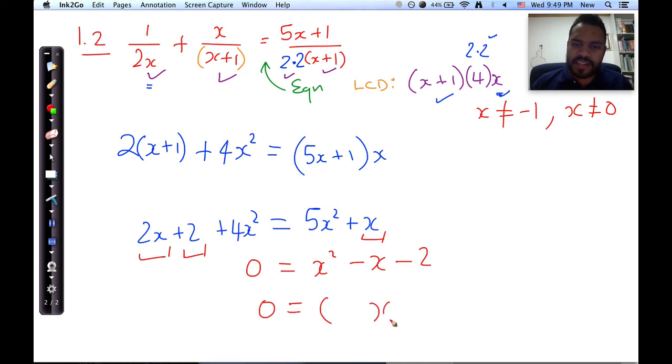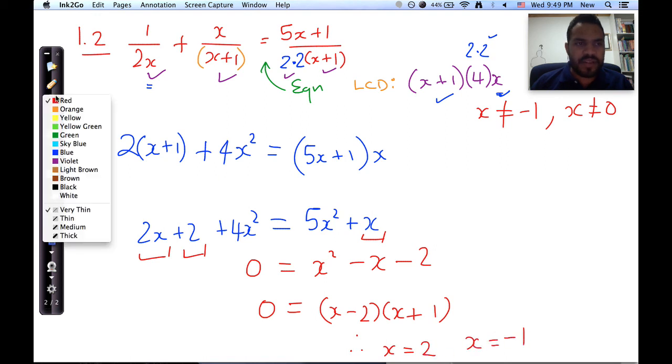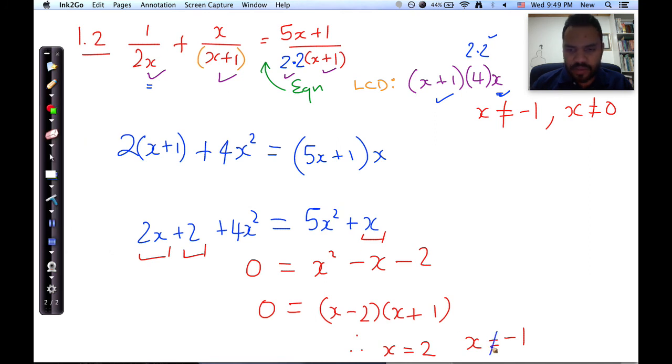So I'm going to factor that, and I've got factors of 2 and 1, x and x, negative 2, positive 1, and therefore my solution over here is x is equal to 2 or x is equal to negative 1. But clearly you know that x cannot equal negative 1, so we're going to put a big sign through that which says x does not equal negative 1. So that's your solution to 1.2. Right? Pause, play, rewind, and redo the question if you need to.